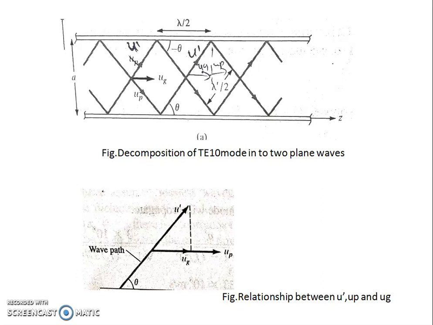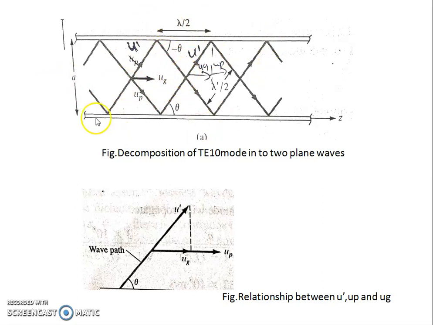As a consequence of these zigzag paths, we have three types of velocities. The medium velocity, shown by U dash. Here it is showing the propagation angle, minus theta, and in this picture there are three velocities. One is the medium velocity, represented by U dash, the second one is the phase velocity, represented by UP, and the third velocity is the group velocity, represented by UG.